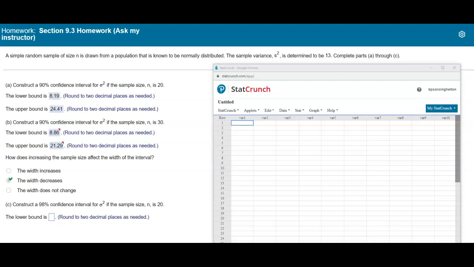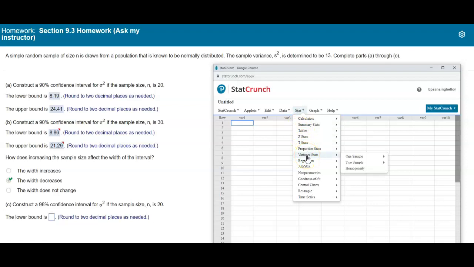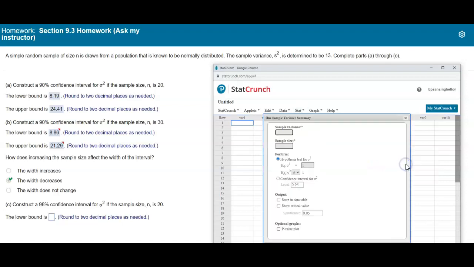So to get to the calculator, this is a chi-square calculation, trying to find a standard deviation, estimating a standard deviation of a population. So to get to the chi-square calculator to do this work, we're going to go to Stat and then Variance Statistics, One Sample, and then With Summary.